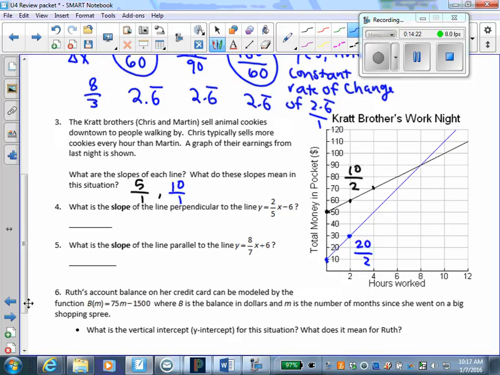Okay, what do they mean in this situation? So let's see, it says that Chris sells more every hour. So the steeper line is going to be Chris. And then the other line will be Martin. So what these mean, the 5 over 1 means Martin sells 5 cookies every hour. Five cookies per hour. There's not enough room here. Chris sells, I'm going to go up here. Chris sells 10 cookies per hour.